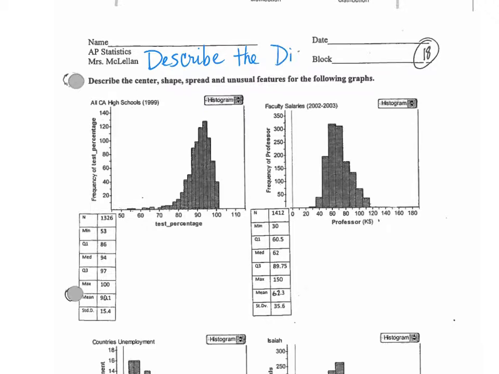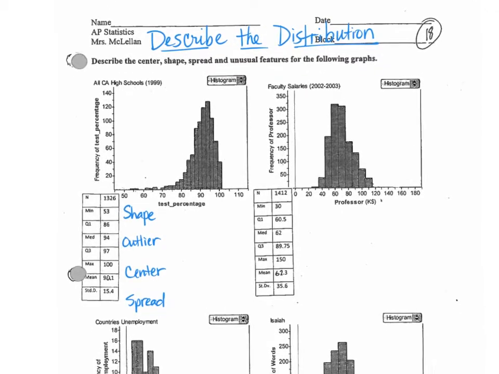And so the song that goes with this goes, describe the distribution, shape and outlier. So that's your socks. Shape and outlier, center and spread. Okay, so that's what we're going to do with this first one. I'm going to practice it with you. We will describe the distribution, and we will write out shape, outlier, center, and spread. And then we'll talk about that.